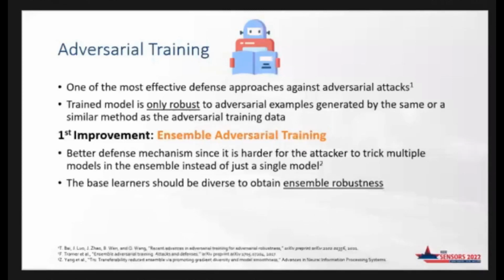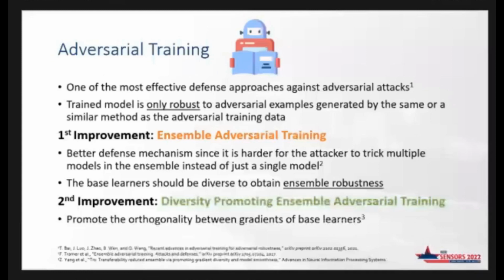The idea is, again, instead of using a single method to create those examples, let's use multiple models. From an adversarial perspective, it is even harder for the attacker to fool multiple models. We need to satisfy one condition, which is ensemble robustness. We need our base learners to be as diverse as possible. So how do we promote diversity among base learners? It is through promoting the orthogonality between the gradients of base learners.